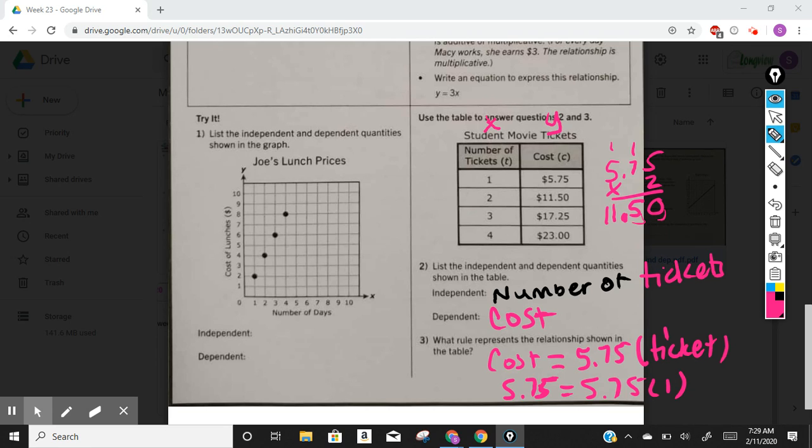So using Y and X, our final answer would be this. Y equals 5.75 times X. And this would be your equation or your rule. Okay, now you can move on to your practice.